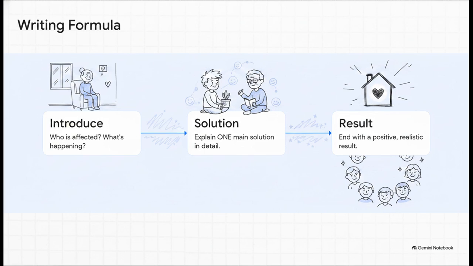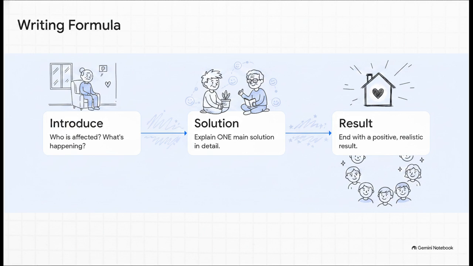Step 1. Introduce the problem clearly. You need to answer who is affected and what exactly is happening. For example, your book talks about the very real problem of social isolation among elderly people who live alone. State that clearly right up front. Step 2. Explain one main solution. A huge mistake students make is listing 5 or 6 weak one-sentence ideas. Don't do that. Pick one great idea and explain it in detail, like organizing intergenerational volunteer programs where high schoolers visit the elderly weekly. Give details.